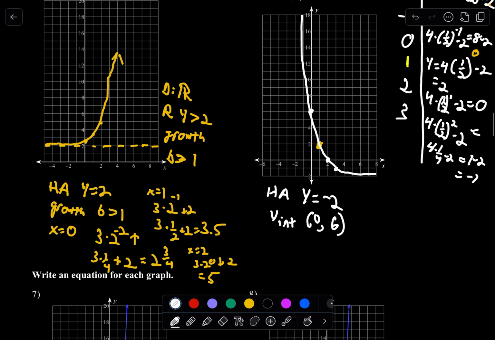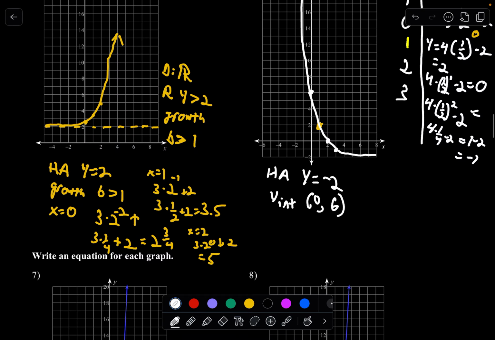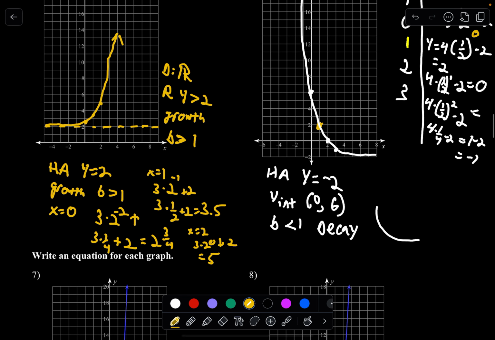And it's decay, because b is less than 1. This is decay, which means you are expecting the graph to do this, flatten out like that. Whereas, since b was greater than 1, the yellow graph, you should have expected to do that. It flattens out to the left and blows up to the right.